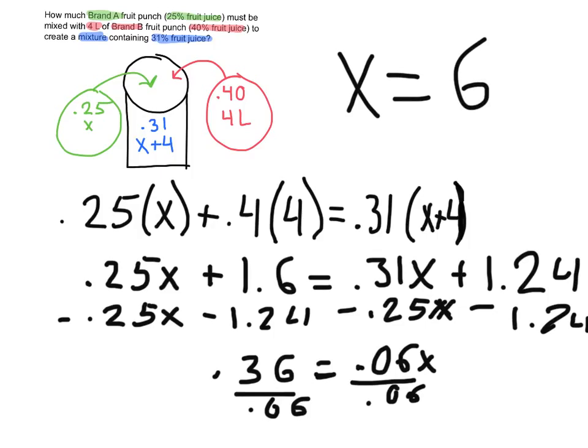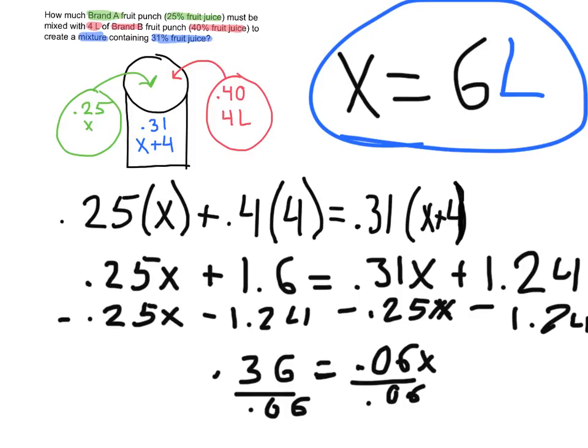If we go back to our problem, we can see that the x was holding the place of the amount of brand A fruit punch needed to be mixed with the brand B fruit punch to make 31% fruit juice. So 6 liters looks like a final answer, and we can circle that.